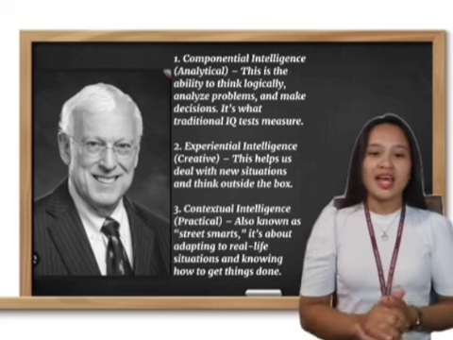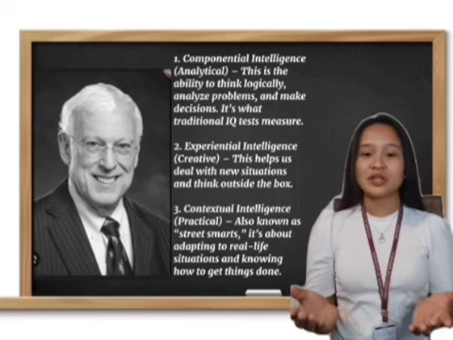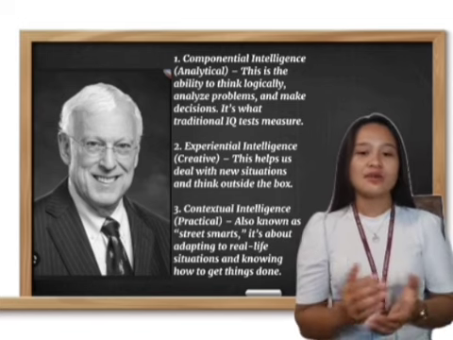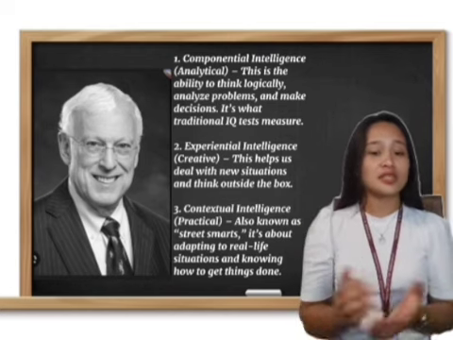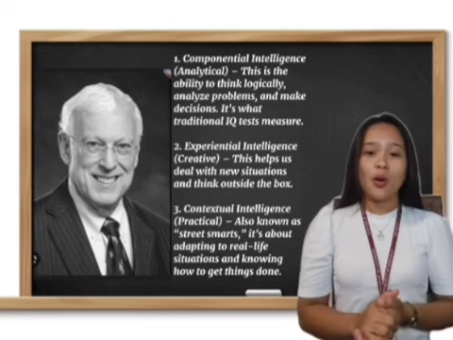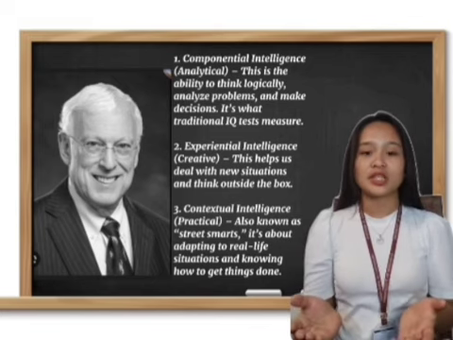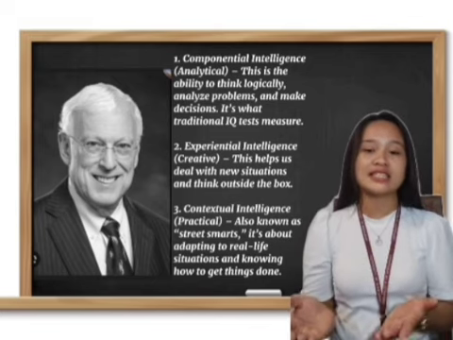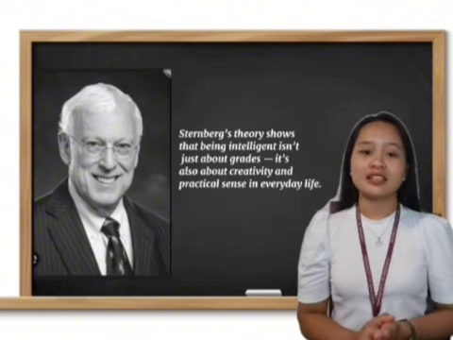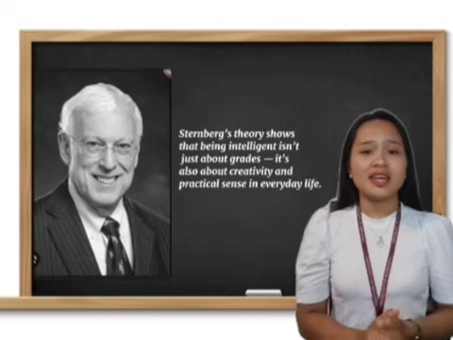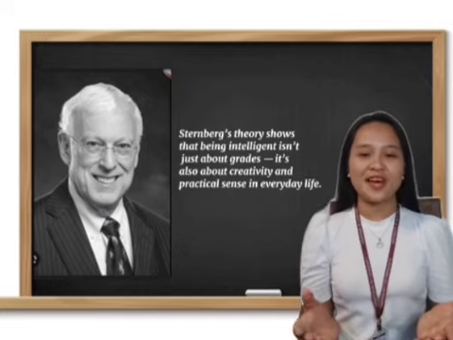Number two, experiential intelligence, or creative. This helps us deal with new situations and think outside the box. Third, contextual intelligence, which is practical. Also known as street smarts, it's about adapting to real life situations and knowing how to get things done. Sternberg's theory shows that being intelligent is not just about grades. It's also about creativity and practical sense in everyday life.